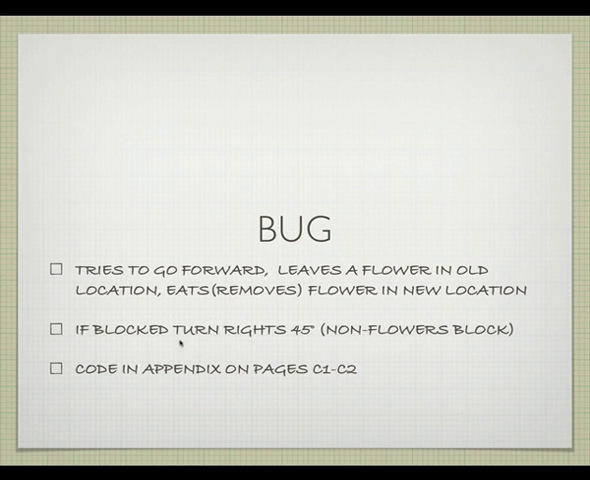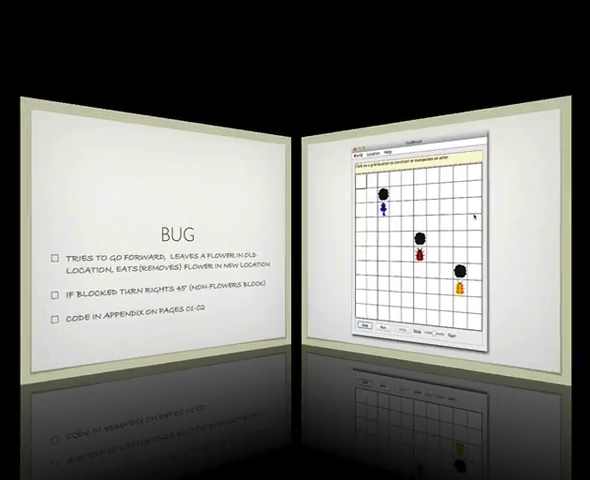So if they're blocked, like by an edge or a rock or another bug, it'll try to turn, and it'll turn to the right 45 degrees. Take a look at C1 and C2 for more info.